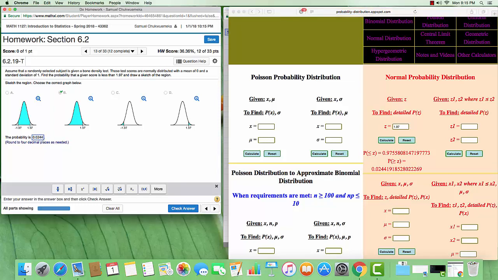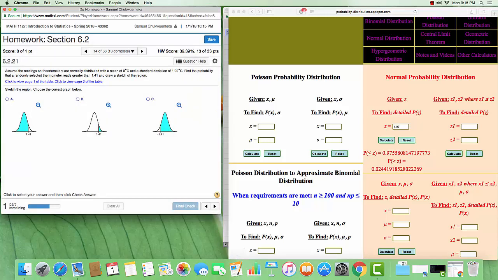I make mistakes. It's only God that does not make mistakes. I thought it was negative 1.97 without realizing that it's 1.97, you see. But the nice thing about these assignments is at least you have the chance to keep on doing it until you get it right. Every human being will make mistakes. So the probability is 0.9756.